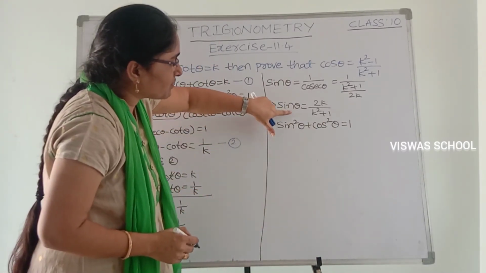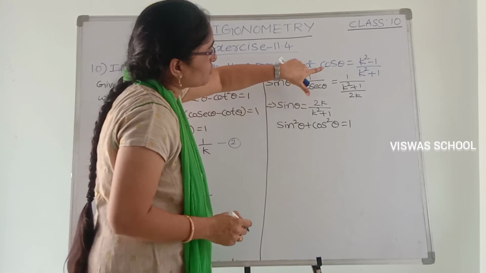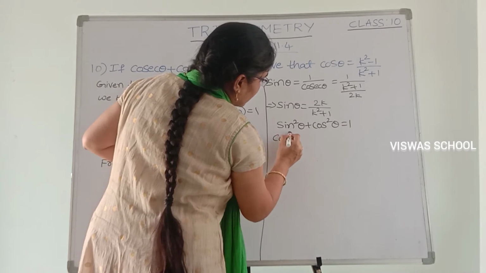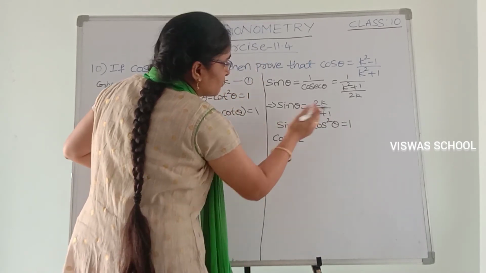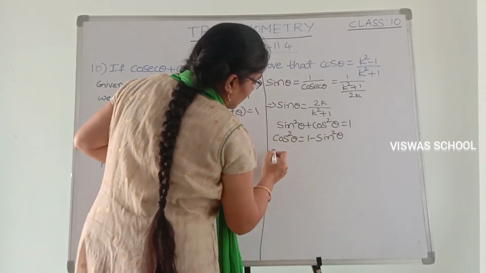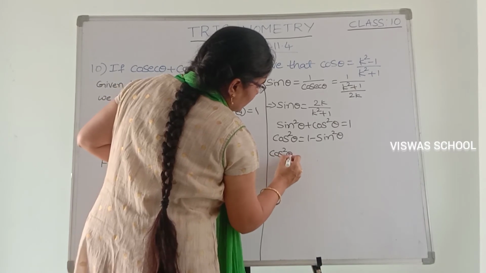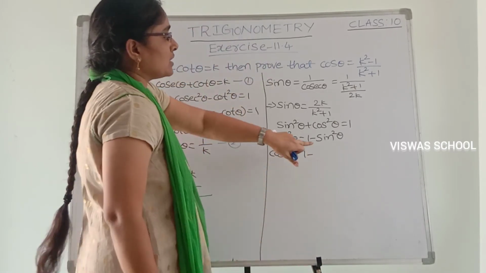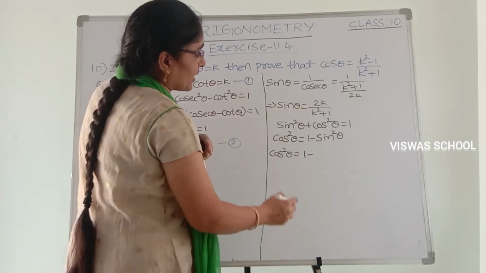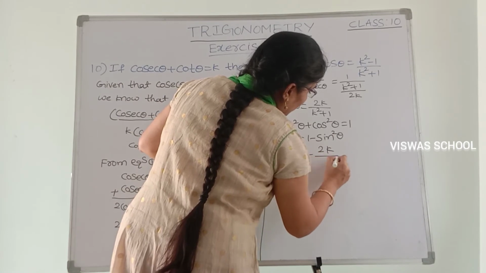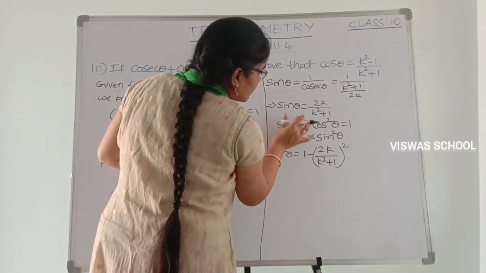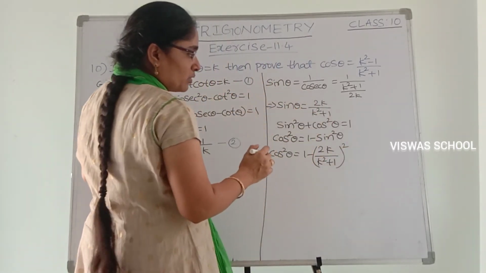Here we have which value? The sine theta value. We have to find out which value? The cos theta value. From this, write cos square theta is equal to what? 1 minus sine square theta. Now cos square theta is equal to 1 minus, in the place of sine theta, substitute this value 2k by k square plus 1, whole square. This is only the sine theta value, that's why I am taking the whole square.